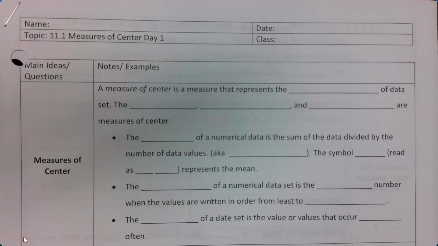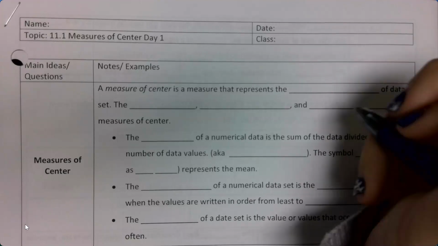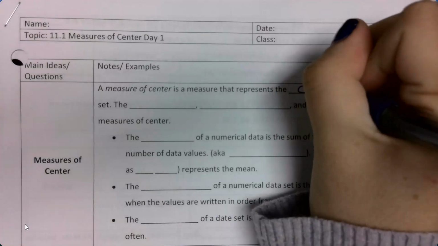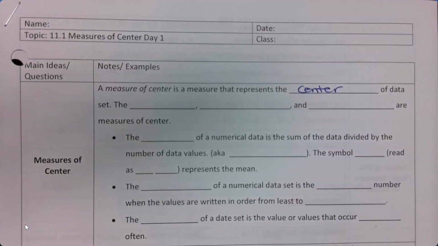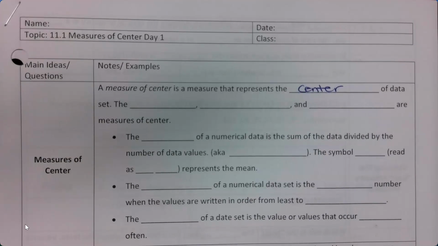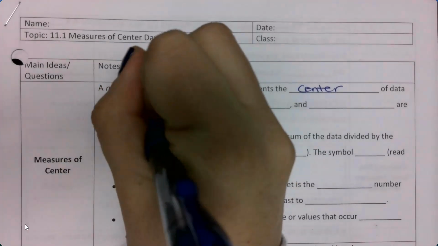Okay, so today we are going to be working on measures of center. I think you've done this before in like 7th and 8th grade. A measure of center is a measure that represents the center of the data set. These are mean, median, and mode.